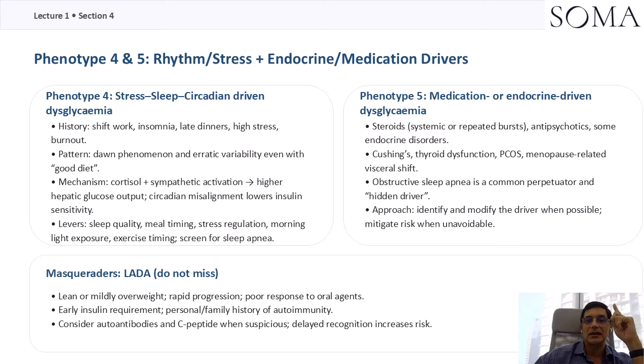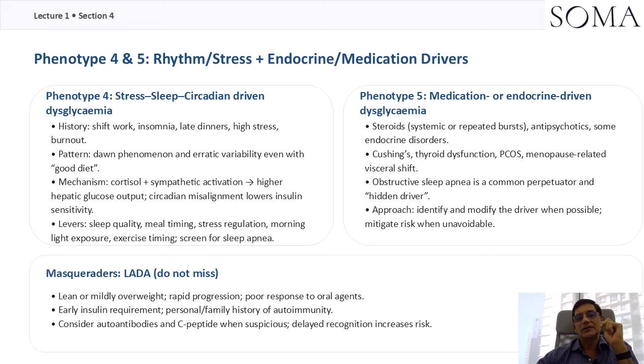So, mistaking LADA for type 2 diabetes is dangerous, because denying insulin in an insulin deficient patient increases the risk of severe hyperglycemia, ketosis and faster beta cell loss. Always understand, in an insulin requiring patient, giving insulin is bioidentical hormone replacement. So, from the very first visit, you must keep LADA in your differential, especially in lean patients or rapid progressors.